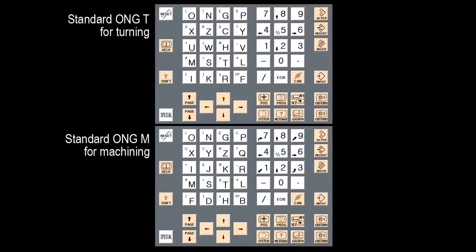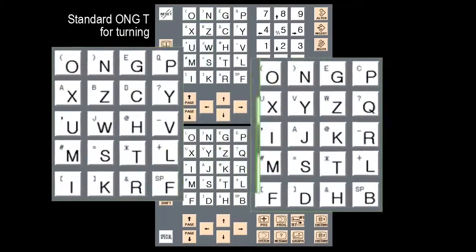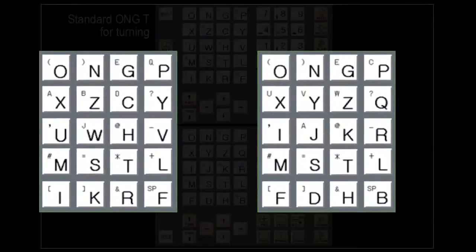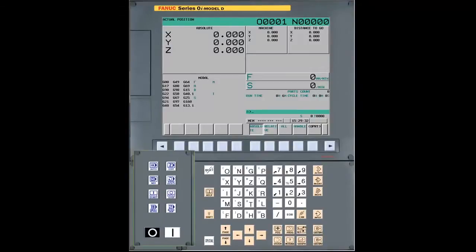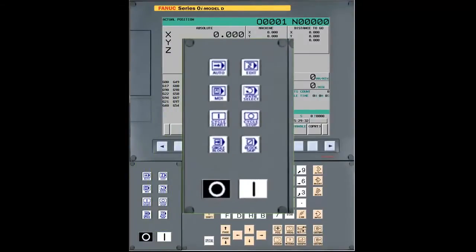Again, the primary difference between the T and the M ONG MDI keyboards are the primary alphanumeric characters. However, the standard keyboard has more alphanumeric keys and all the other keys are more spaced out for easy operation. Also note that the NC Guide Mini Operator Panel has a different format with the standard ONG keyboards. The layout is different, but the buttons and the functions are the same.